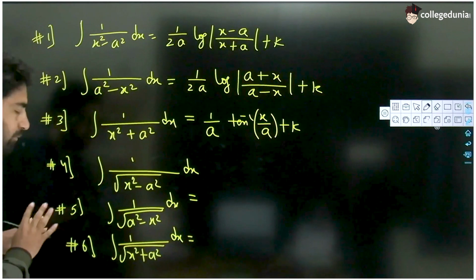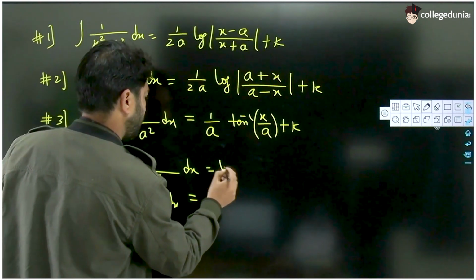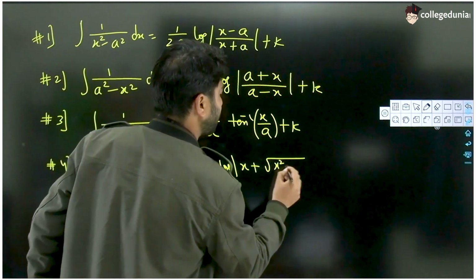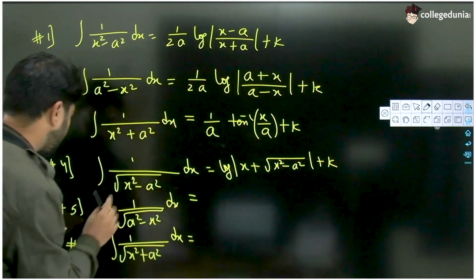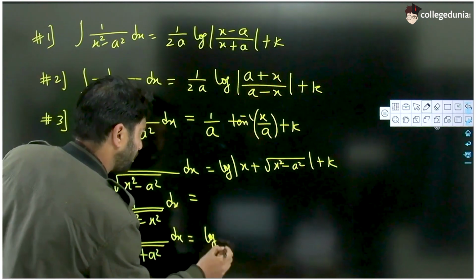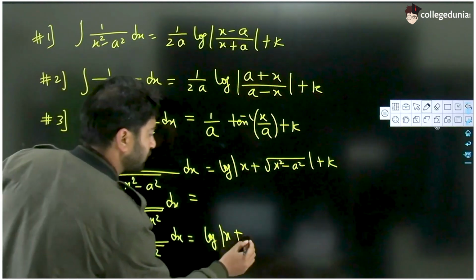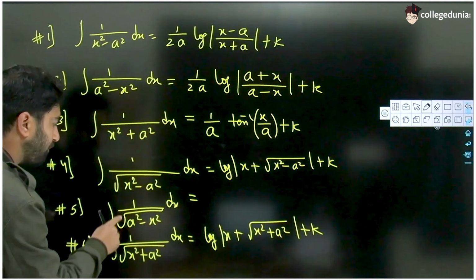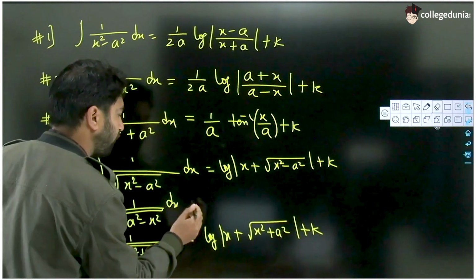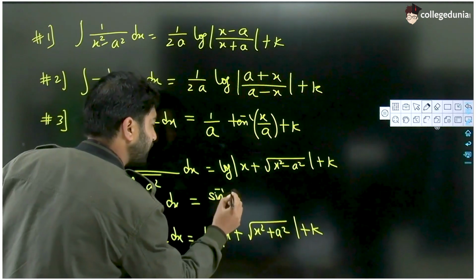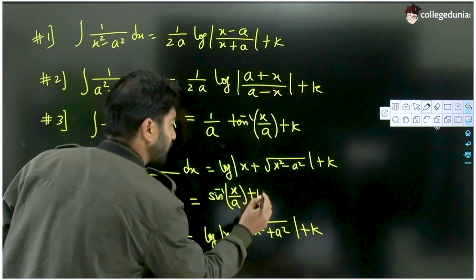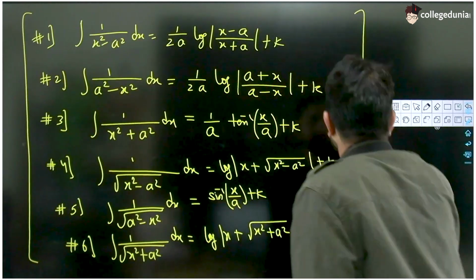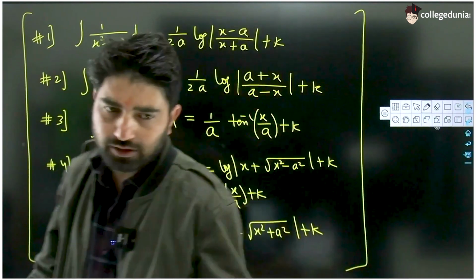So in this situation the fourth and sixth will be similar: we have log x plus the entire denominator, the root of x square minus a square, plus k. Similarly, in the sixth formula, log x plus the entire denominator, the root of x square plus a square, plus k. And the fifth, 1 upon root a square minus x square, the formula is sine inverse x upon a plus k. Okay, so children, you will have to remember all these formulas. Questions related to these are what we will see now.